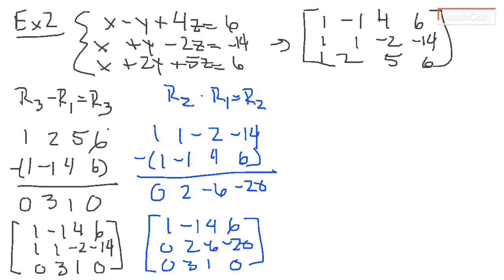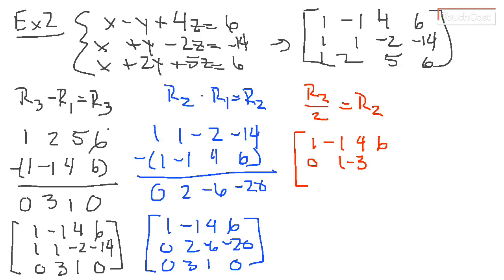While I'm at it, I'm just going to take R2 and divide it by 2 to get my new second row. So my new matrix is going to be 1, negative 1, 4, 6, 0, 1, negative 3, negative 10, and then I've got 0, 3, 1, 0, which now I just have to finish that third row. And to do that, I'm just going to take my third row minus 3 times my second row to give me a new third row. And we're actually running low on time, so I'm going to finish this example in our next video.